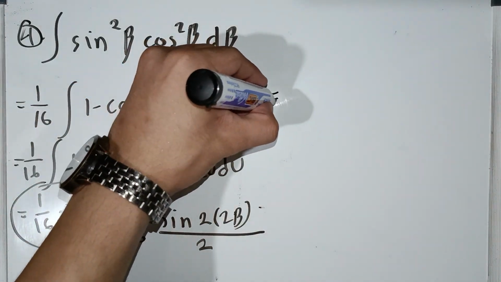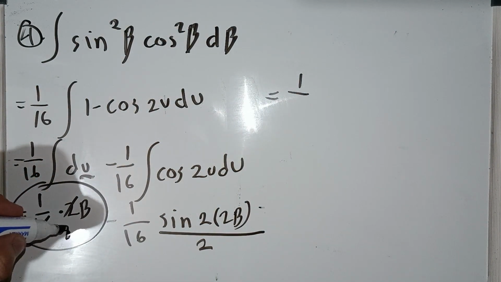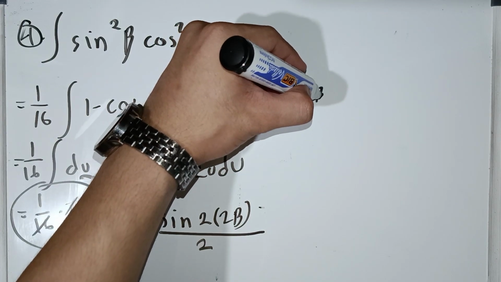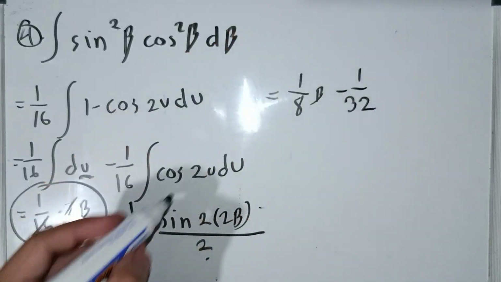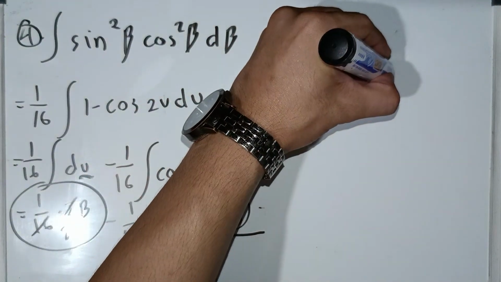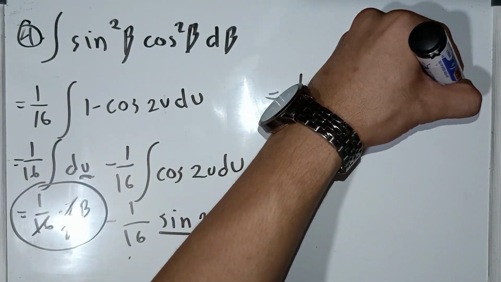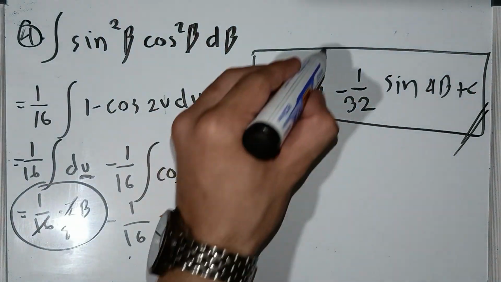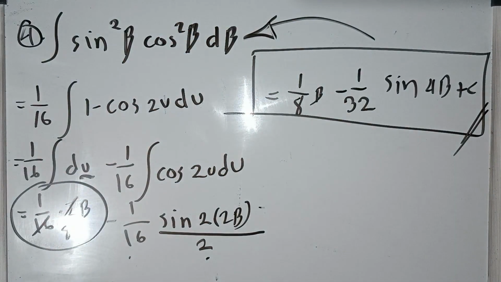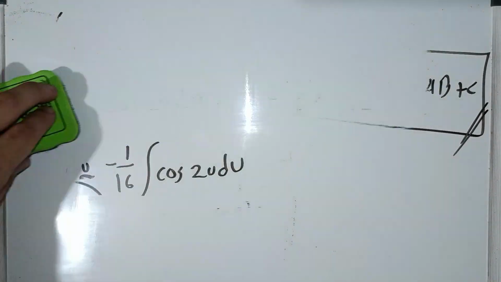So simplifying this one, multiplying this one, so that is equal to 1 over, cancel 2 to 16, which is 8, so 1 over 8 beta minus 2 and 16, so 1 over 32, the sine here, multiplying 2 and 2 beta, so that gives us 4 beta plus c. So this is now the integral of our problem, sine square beta cosine square beta d beta. Now let's proceed to our fifth and last problem in this topic.